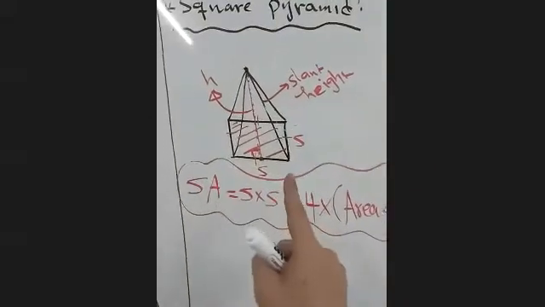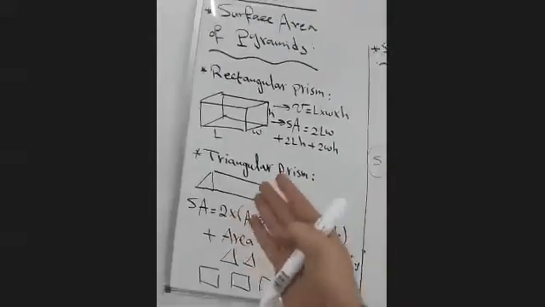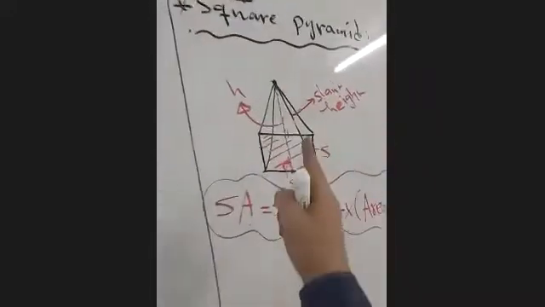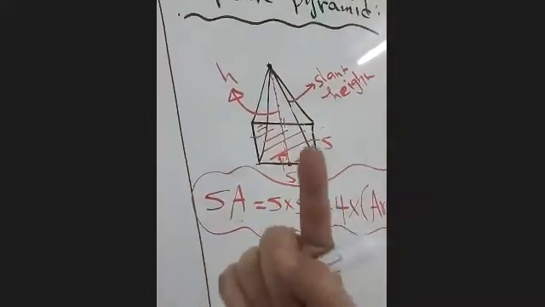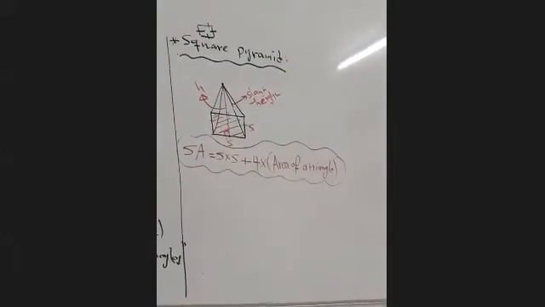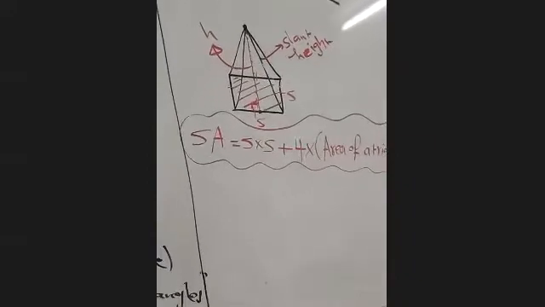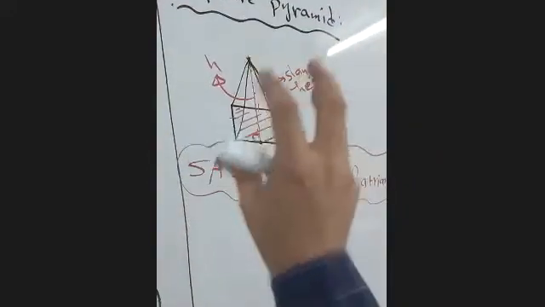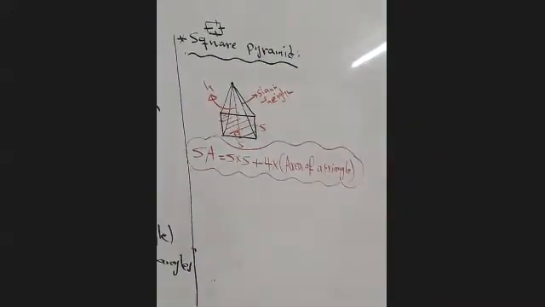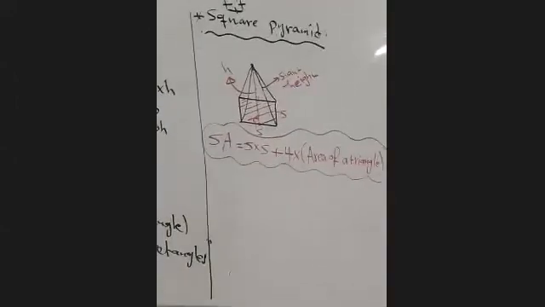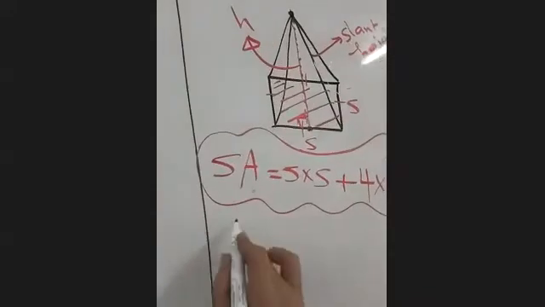This is different than the prisms. In the prisms, we have 2 bases. Here we have 1 base. Okay? Now let's take a small example about the square pyramid here, how to find the surface area of the square pyramid. Look here, guys, and focus. Example.